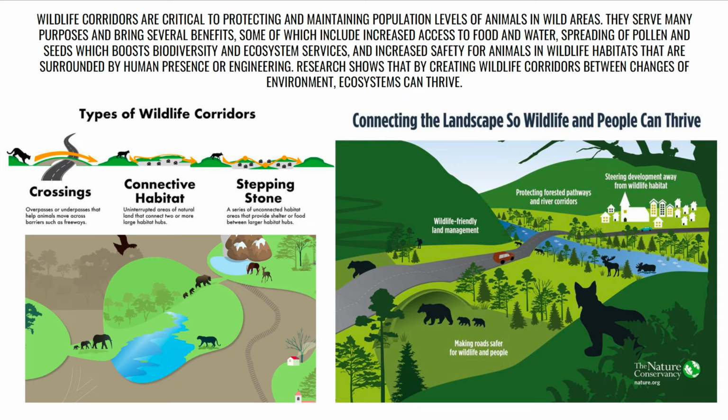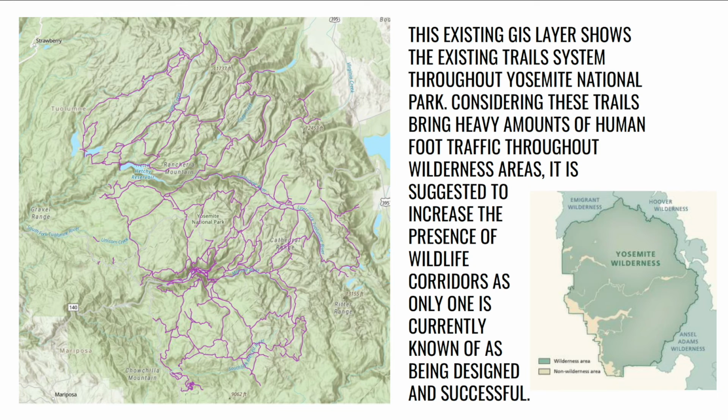Wildlife corridors typically connect or create a barrier between wild habitats and environments to places where human activity or engineering is present. While these corridors aren't heavily present in Yosemite current day, there is huge potential and payoff for the National Park Service to begin designing and incorporating them. Corridors have so many positive effects on wildlife, such as boosting biodiversity, maintaining populations, helping ecosystem services, and more.